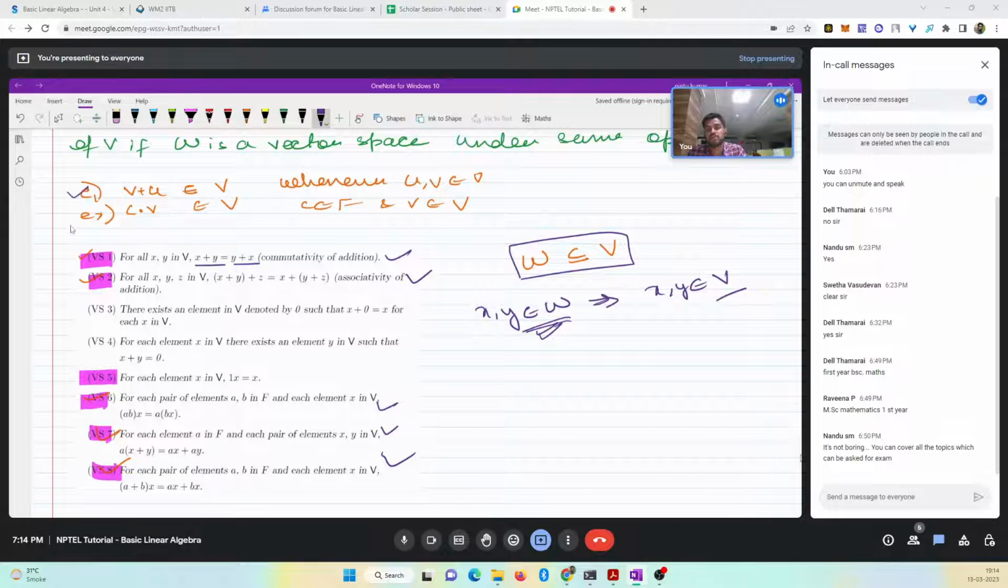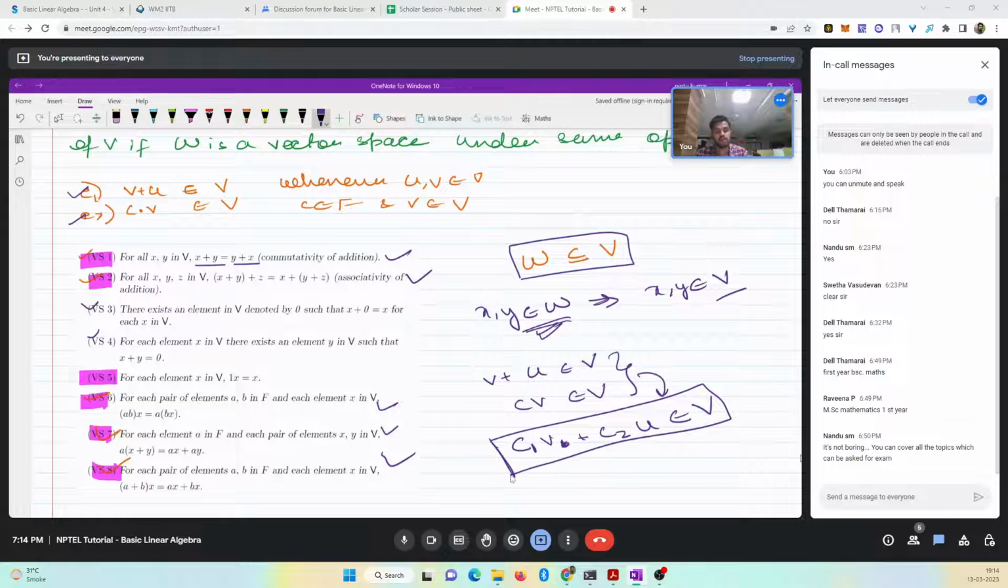So these 6 properties are satisfied for us. We need to check only these 4 properties now. What does this say? That V plus U should belong to V and CV should belong to V. We can again merge them together. Let's say if we write C1 V1 plus C2 U, if this belongs to V, then we can merge these two conditions as one. This is one condition. What does this condition say? This condition says that 0 should always belong to this set, right? 0 should belong to W. This is what condition 3 means.